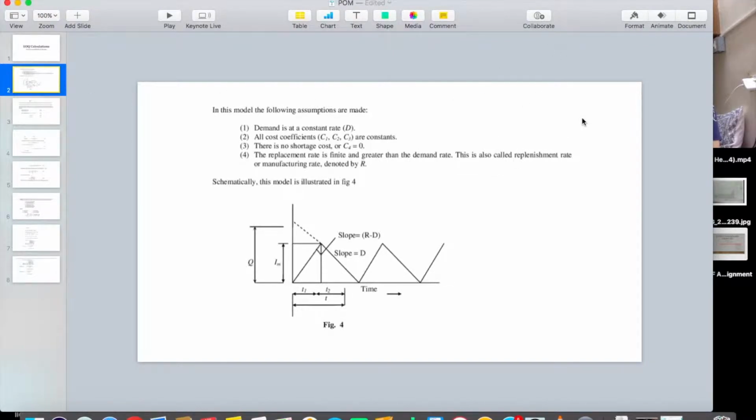In this model, the following assumptions are made. Number one, demand is at constant rate D. All cost coefficients C1, C2, C3 are constants. There is no shortage cost, or C4 is equal to 0. The replacement rate is finite and greater than the demand rate. This is also called replenishment rate or manufacturing rate, denoted by R.